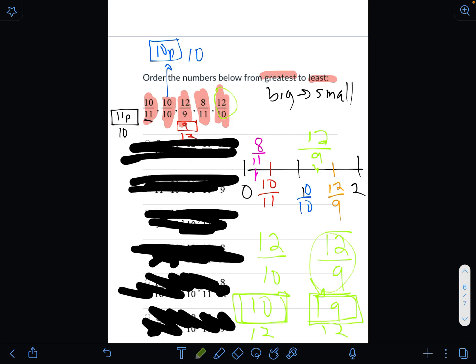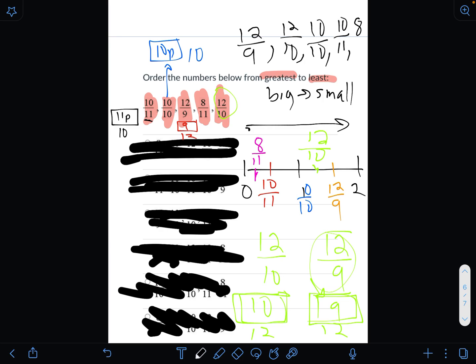So let's order these. So if I order them, okay, so now, but this is ordered from least to greatest. Least to greatest. Ooh, I put 12 over 9, sorry. What I want is from greatest to least. So now that I have it ordered already, I just got to flip the order. So my biggest fraction is 12 ninths, followed by 12 tenths, followed by 10 tenths, followed by 10 elevenths, followed by 8 elevenths. And that is greatest to smallest.